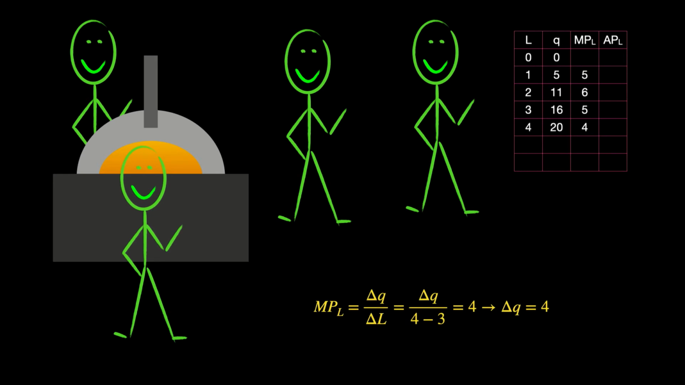If the marginal product of labor with the fourth worker is 4, this implies that output increased by 4 when the fourth worker was hired. So output increases from 16 to 20. You can see that, once again, the marginal product of labor has decreased. When the marginal product begins declining, we call this diminishing marginal returns.